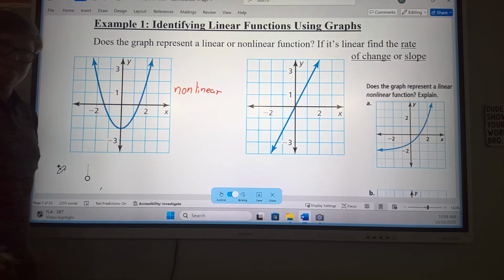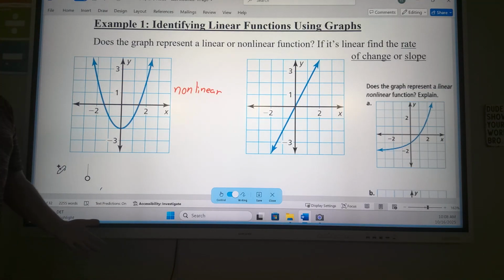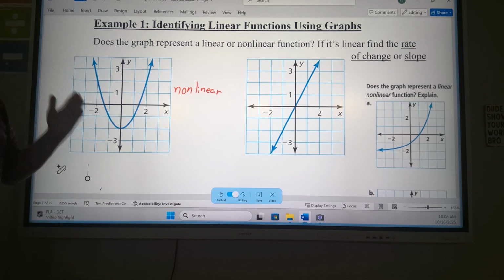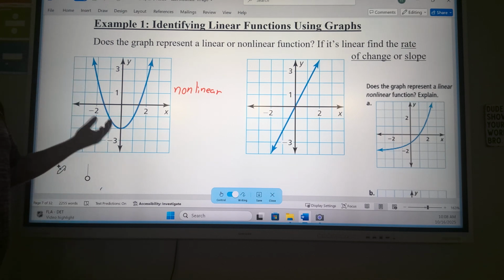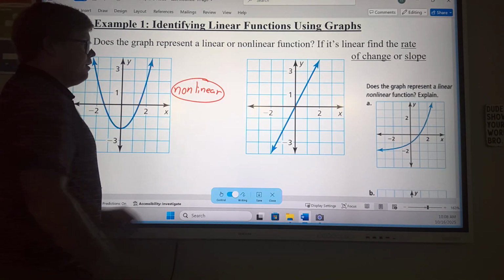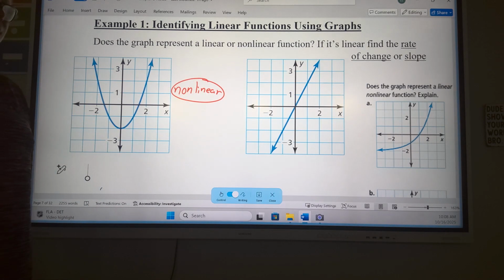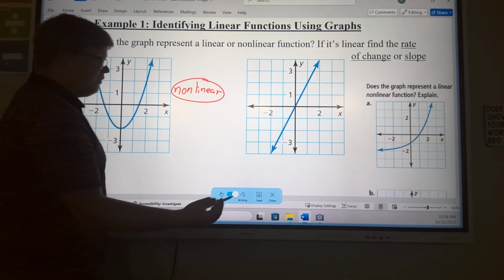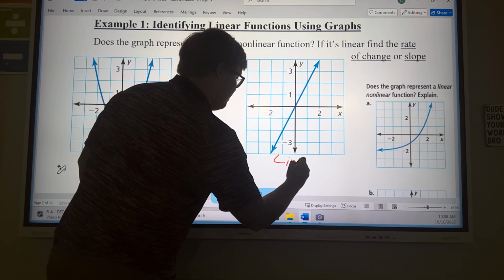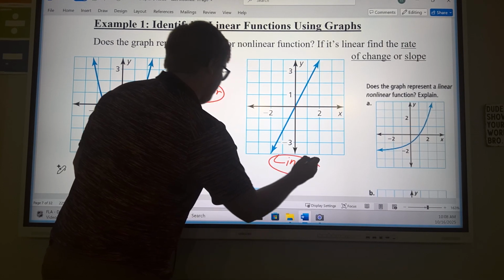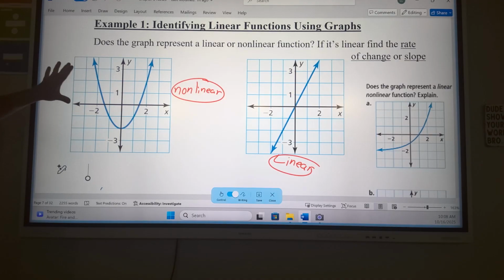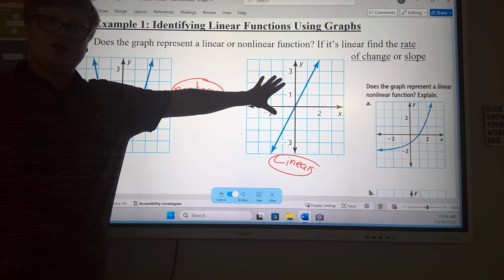Now it's still a function because we've talked about in 3.1 that none of the x's are repeating. It's still a function, but it's a nonlinear function. It's not a straight line. Okay. Now over here, is that a straight line or not? It is. It is a straight line. That means it is linear. So this is not a straight line, which makes it nonlinear. This is a straight line, which makes it linear.